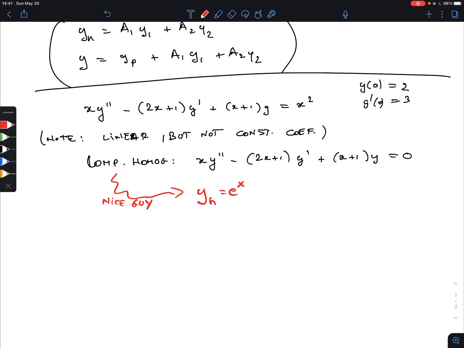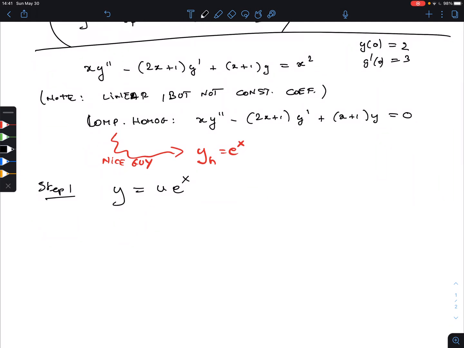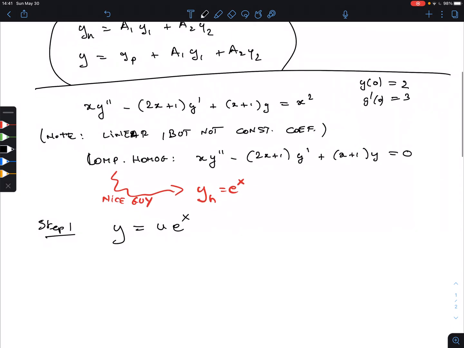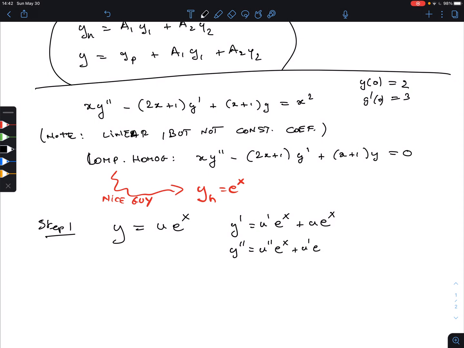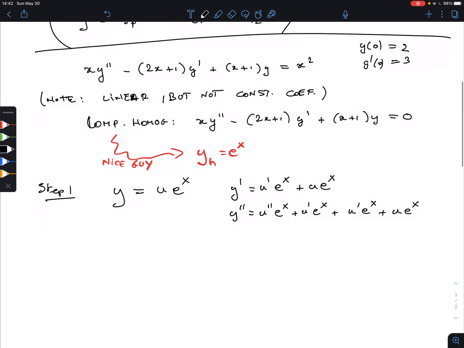Great. So now having this, the technique, step one, because that's not a part of the calculation that's given to us, is to look at u times this function and do the variation of parameters here. So we know what to do. We have y prime, that's u prime e to the x plus u e to the x, and y double prime is u double prime e to the x plus u prime e to the x, plus, now do the derivative of the first, copy the second, plus copy the first, take the derivative of the second. So we plug this in.